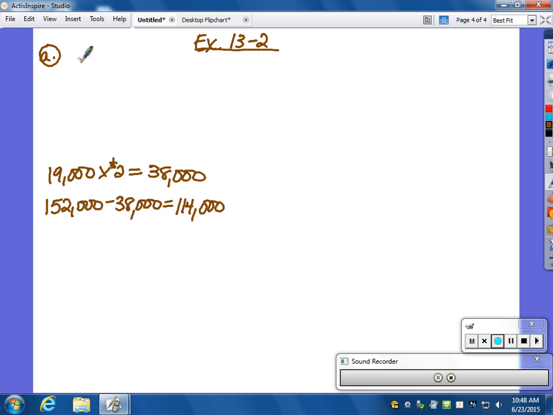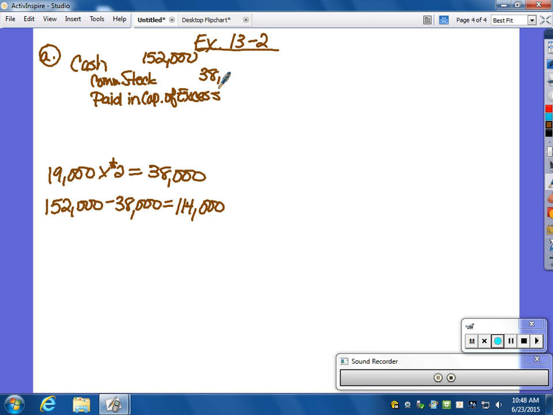Debit cash, credit common stock. Is there anything else? Paid-in capital in excess of par. How much for cash? 152,000. What about common stock? 38,000. And paid-in capital? 114,000. Good.